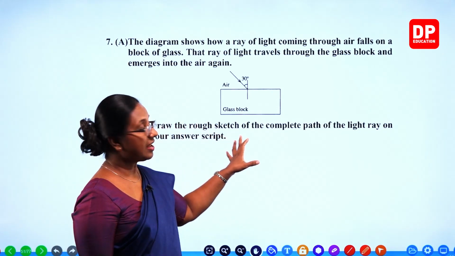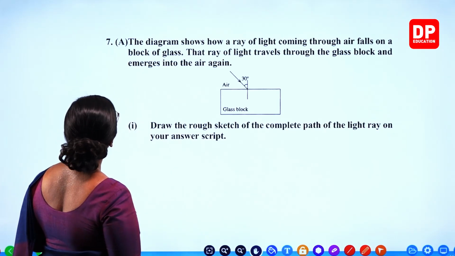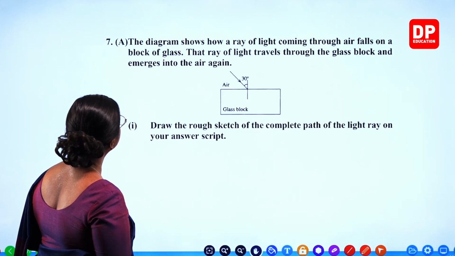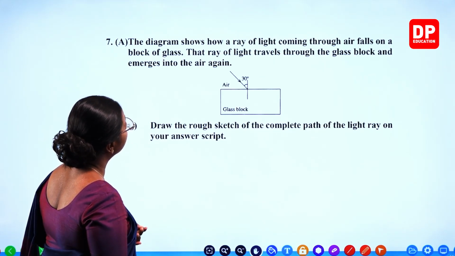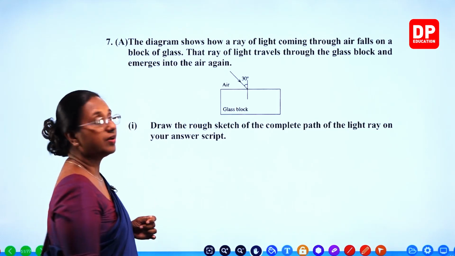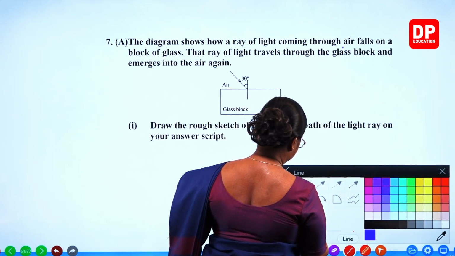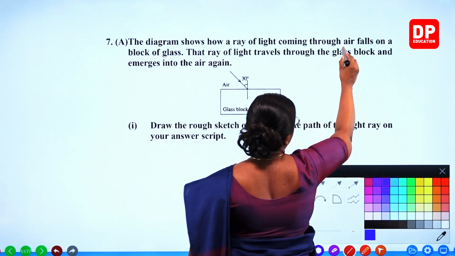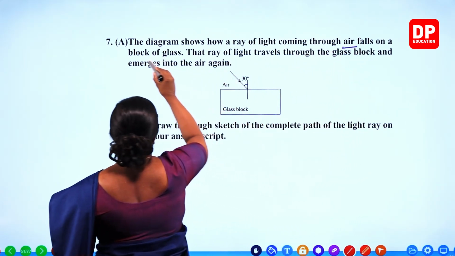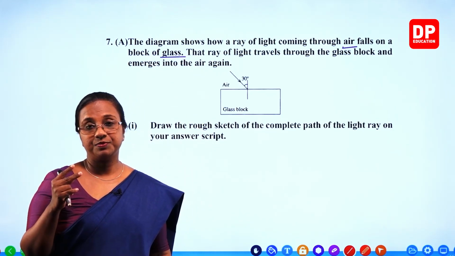So when you see the ray diagram, like I told you, you all know it's a physics related question. Question number 7, A part. The diagram shows how a ray of light coming through air falls on a block of glass. So there is air, then there is a block of glass. That means 2 different media.